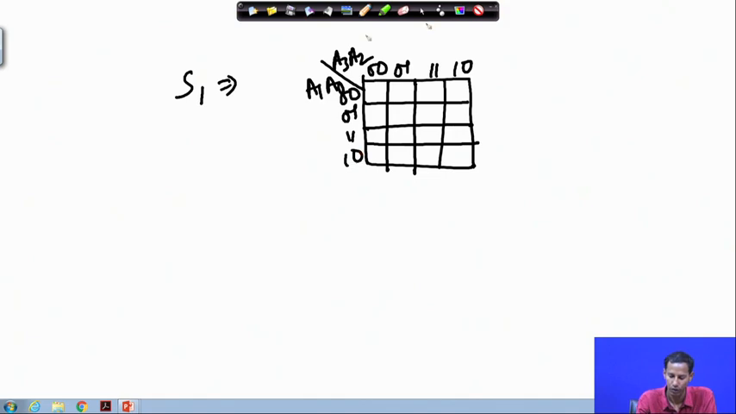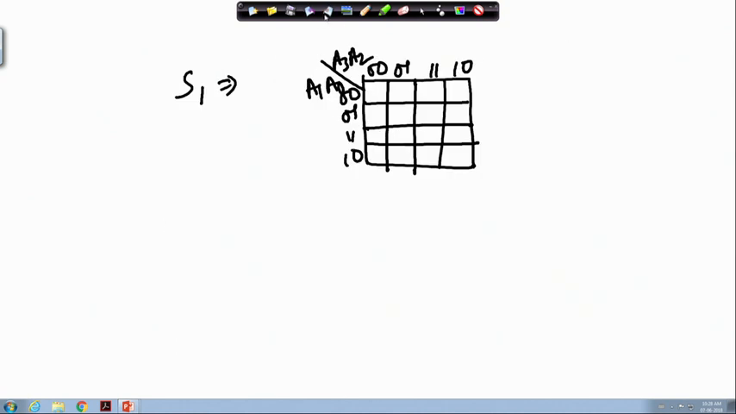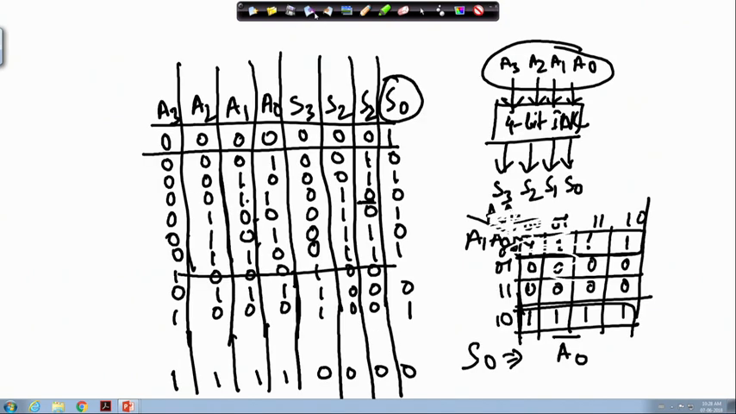If I go back to the previous slide, for S1 you see for 0 and for 3, that is 0 and 0. For 1 and 2, that is 1 and 1. So, for 0 this is 0, this is 1, this is 1, for 2 this is 1, and for this also 0.